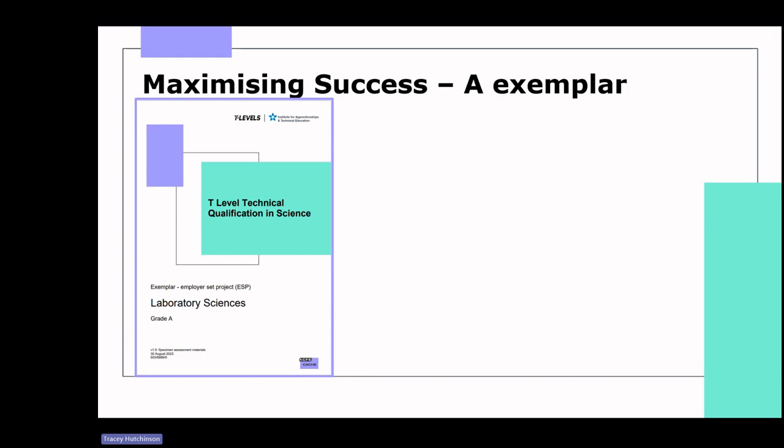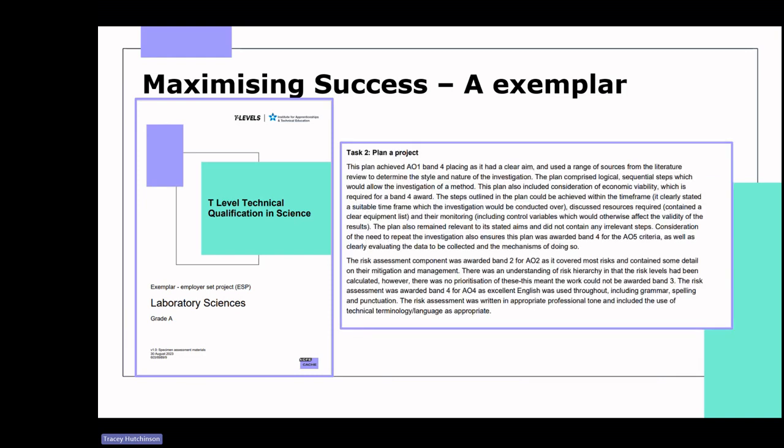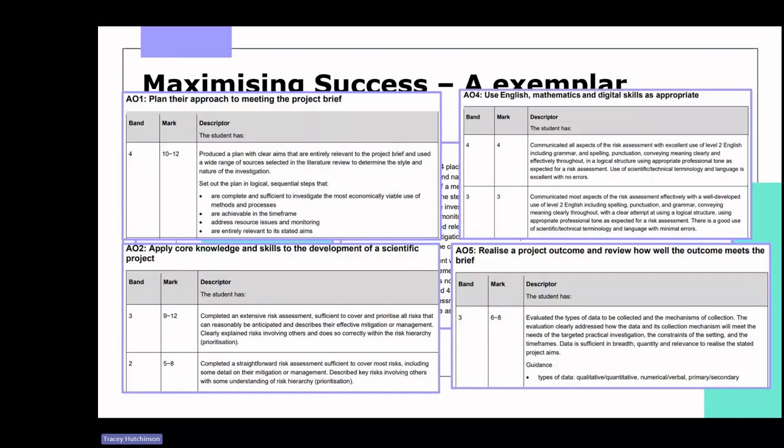So now we're going to explore how to maximise student success. We're going to use the Autumn 22 Grade A exemplar, the examiner commentary from the task to highlight key areas that can maximise success, alongside the descriptors for band marking criteria awarded for each assessment objective.